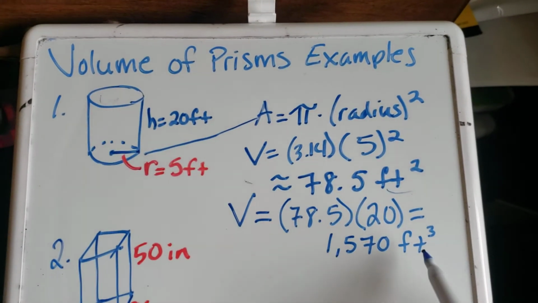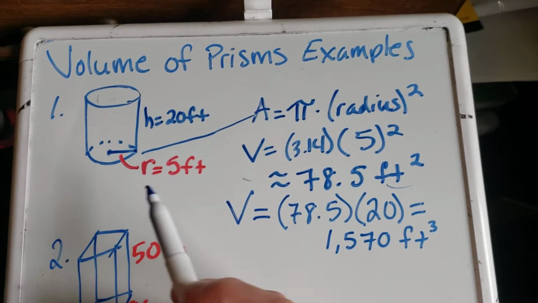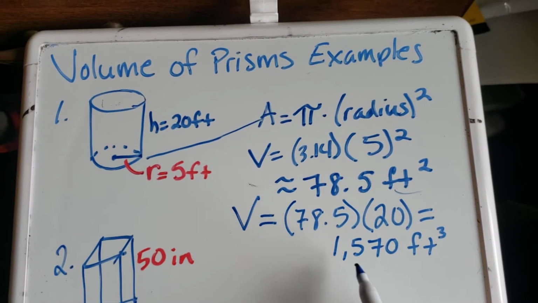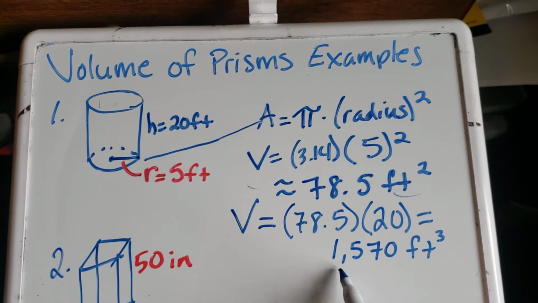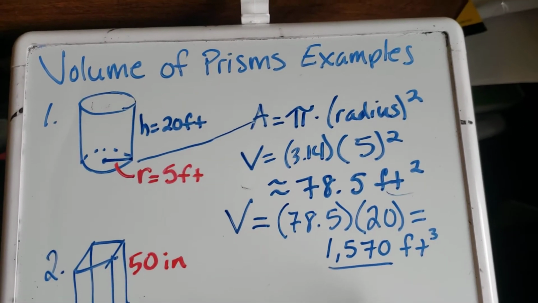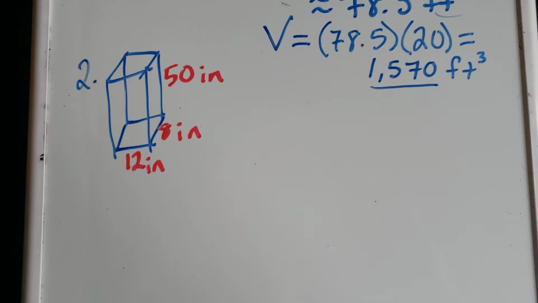So remember, that's just our unit. That unit means that we're in 3 dimensions, okay? The volume number itself that you would enter, say, into the Blackboard homework would be the 1,570.